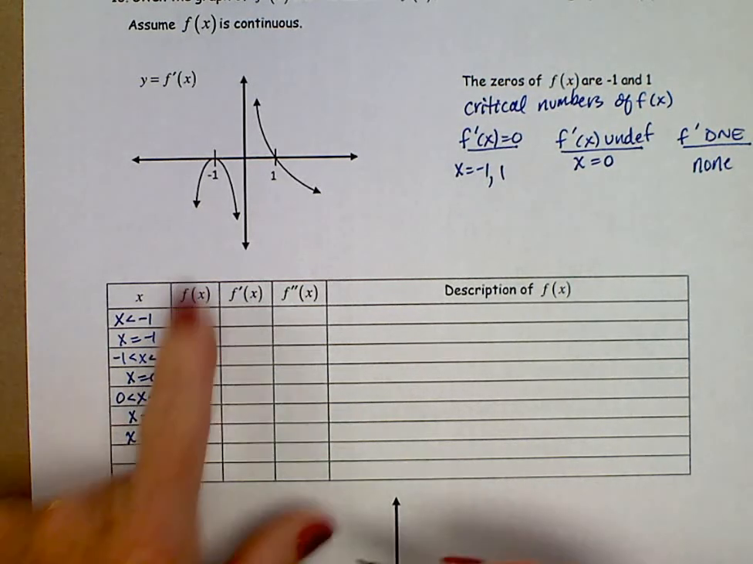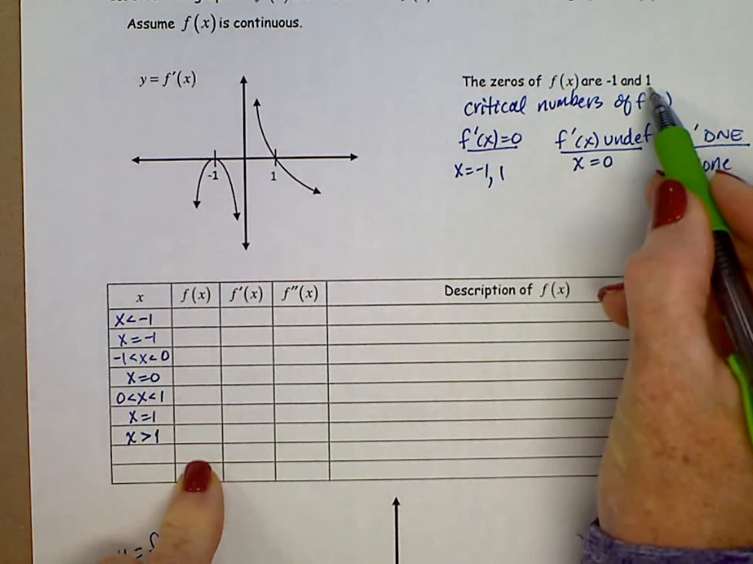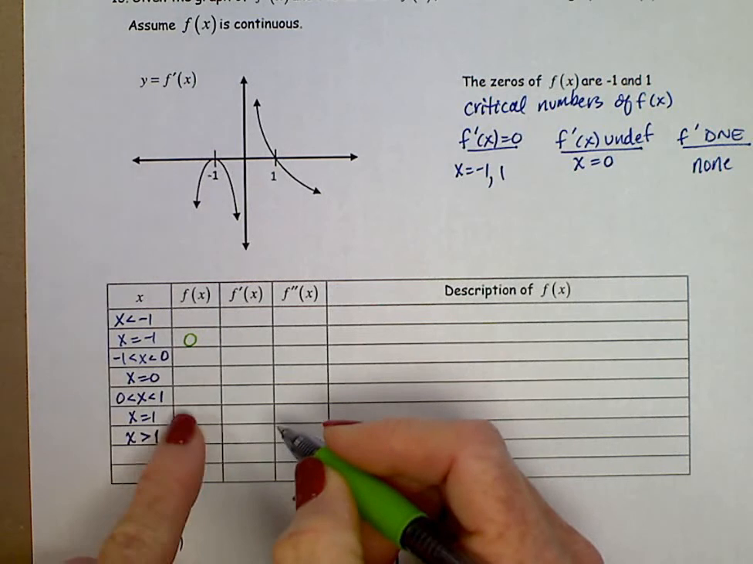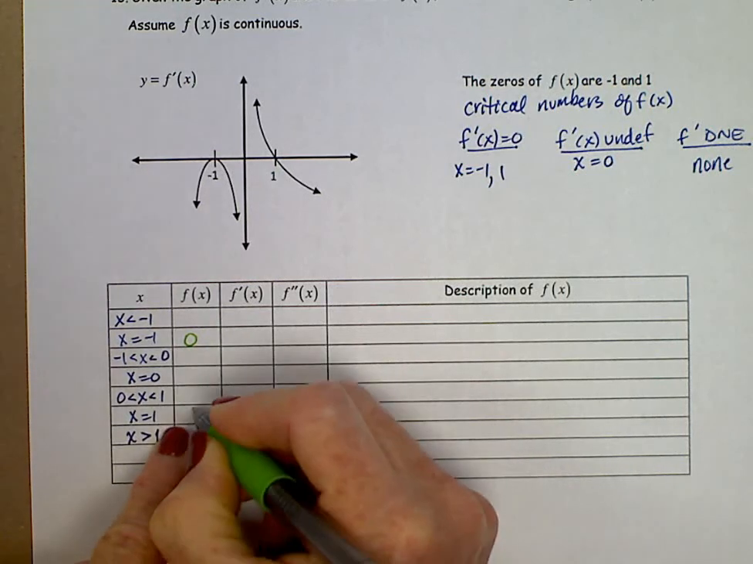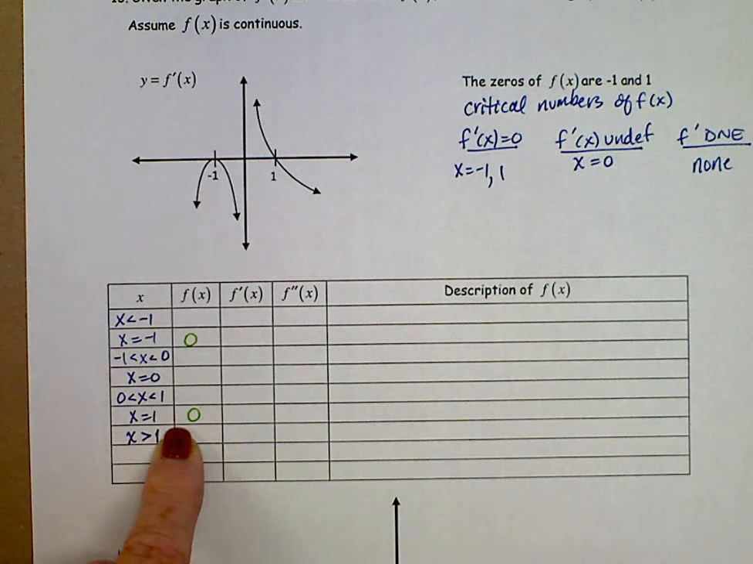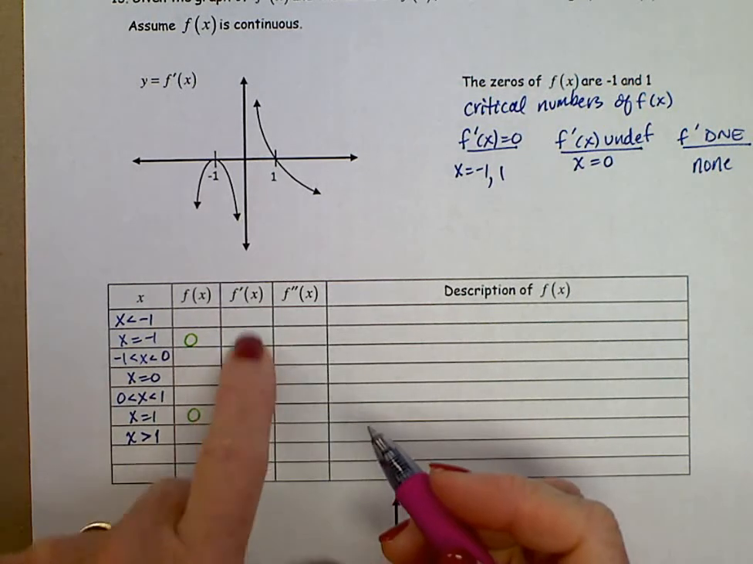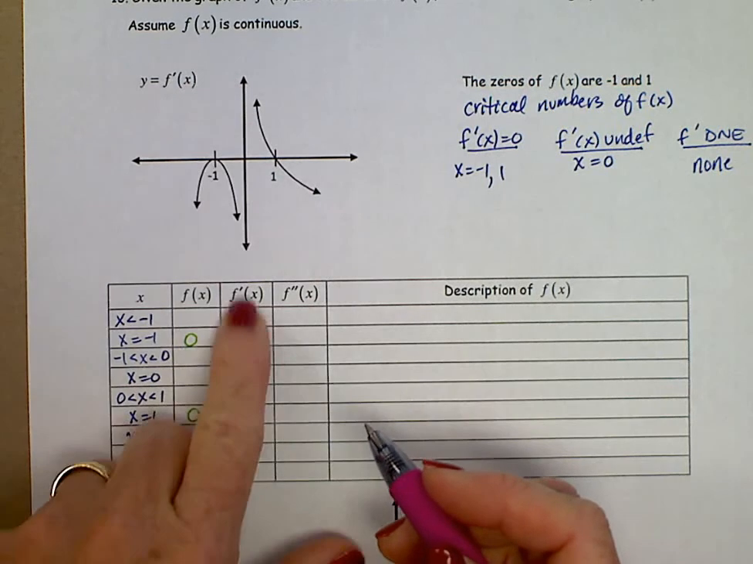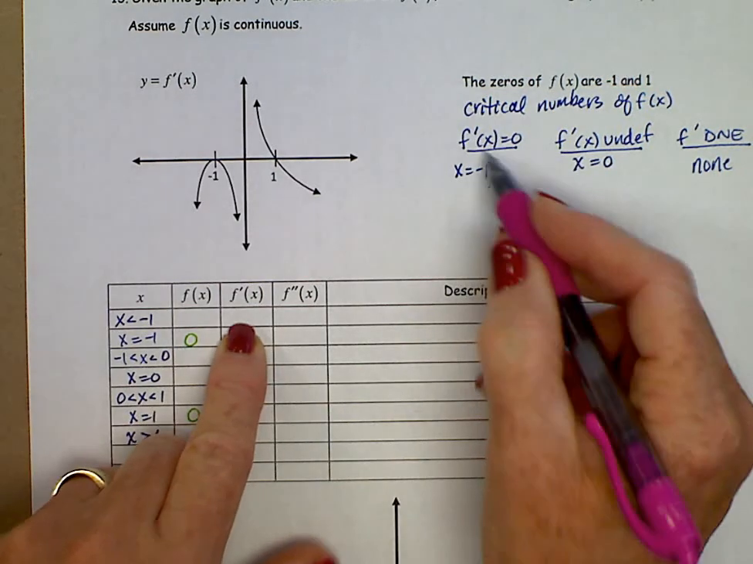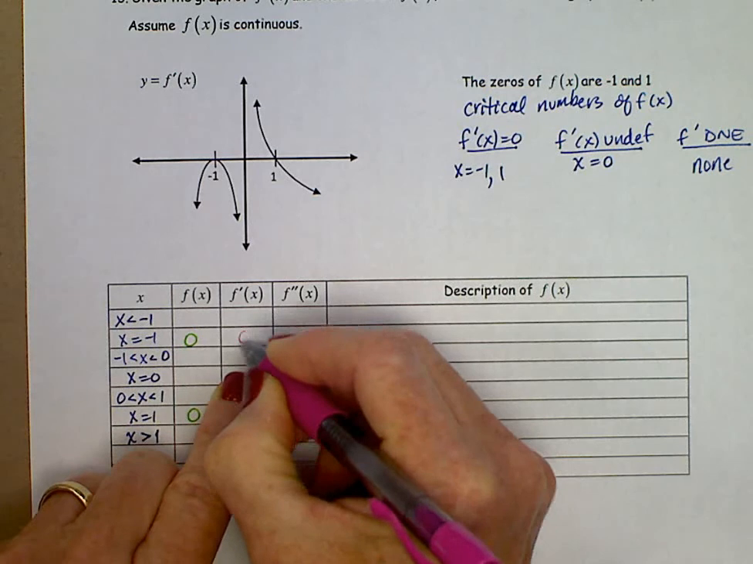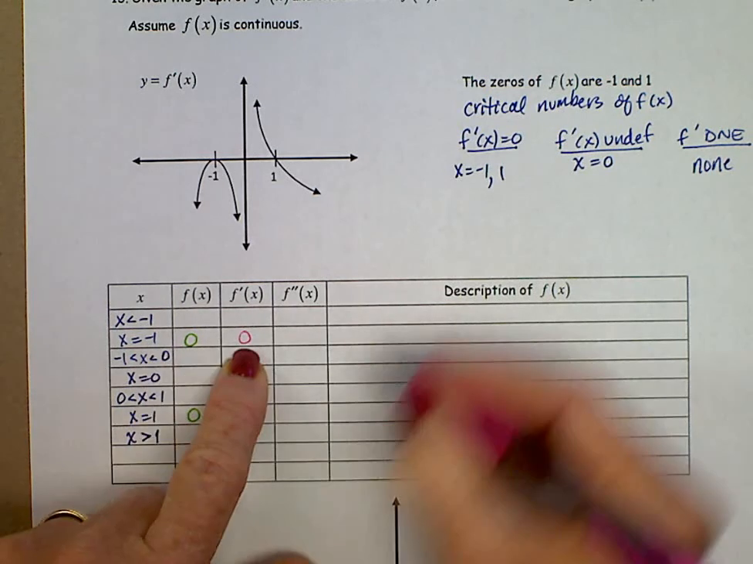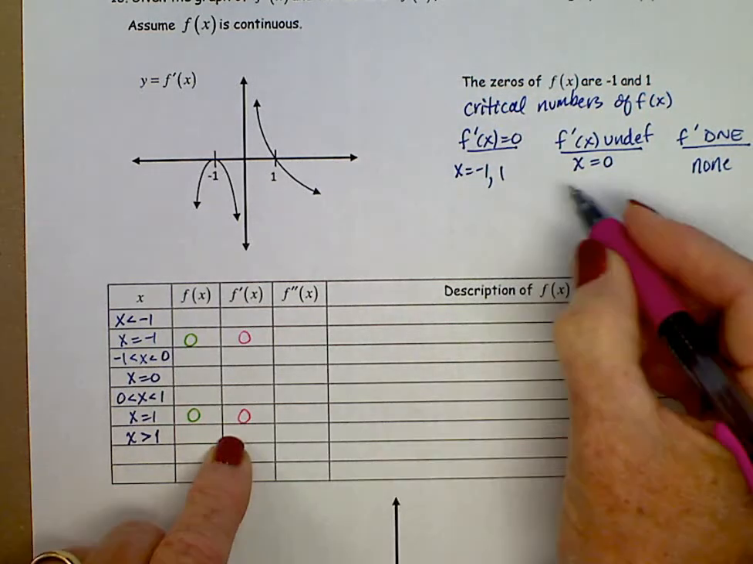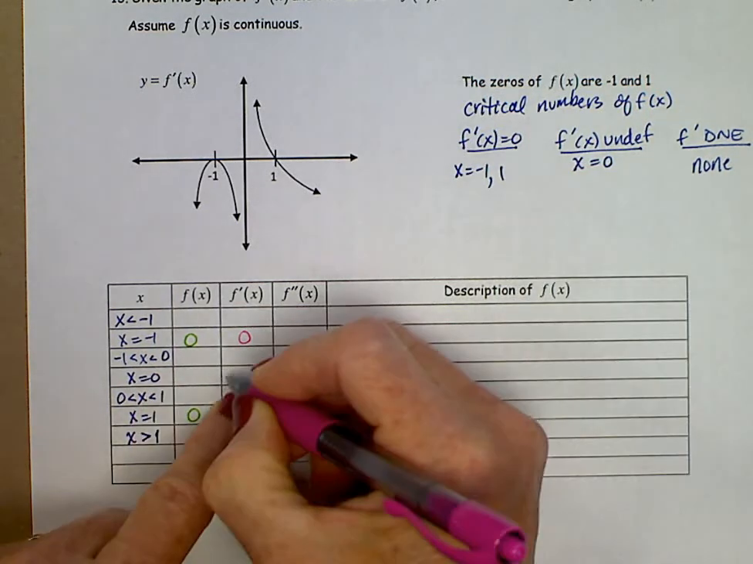F of x, the only thing we know are these zeros. So we know that f of x is 0 at -1, and we know that f of x is also 0 when x is 1. When we start looking at f prime, again, this is the f prime graph, so when we want to know about f prime, first from our critical numbers, we know that at x is -1, f prime was 0. Also at x is 1, f prime is 0. And when x is 0, f prime was undefined.